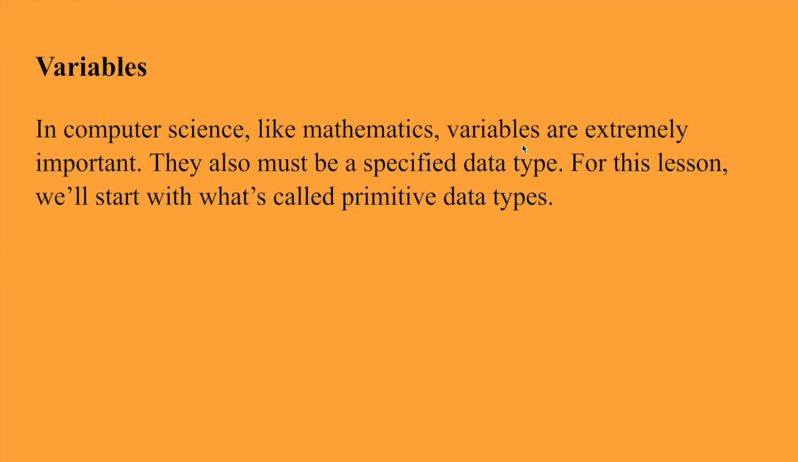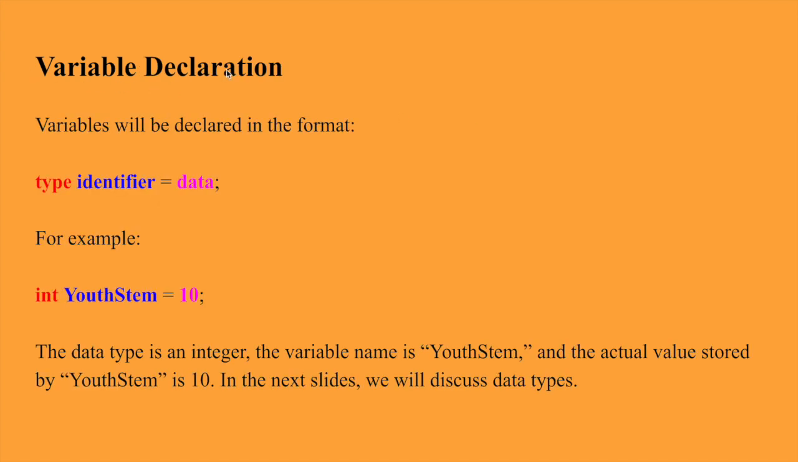Variables. In computer science, like mathematics, variables are extremely important. They also must be a specified data type. For this lesson, we'll start with what's called primitive data types. But first of all, variable declaration. Variables in Java will be declared in the format type identifier equals data. For example, int youthSTEM equals 10.